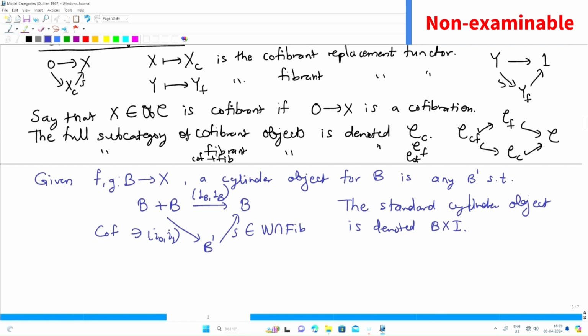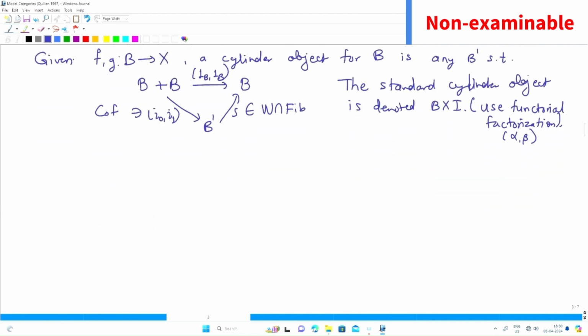And what do I mean by standard? Like functorial factorizations. So use functorial factorization. What I described was any factorization. Any factorization like this will give me a cylinder object, but if in particular I use the functorial factorization, alpha beta, then the middle object, which is unique up to isomorphism, will be called the standard cylinder object, and we denote it by B cross I. Okay. And from here, we can describe something.